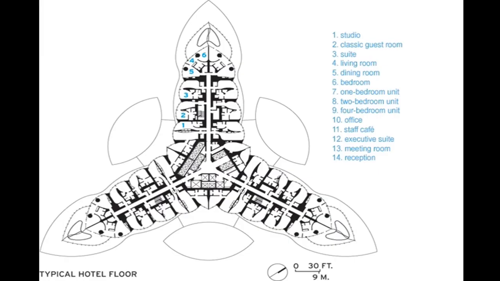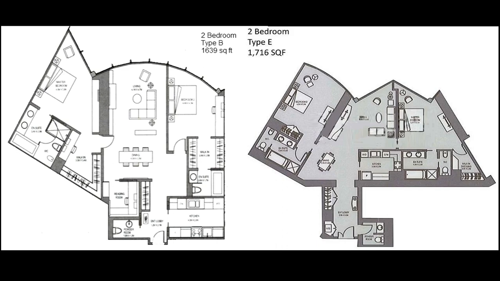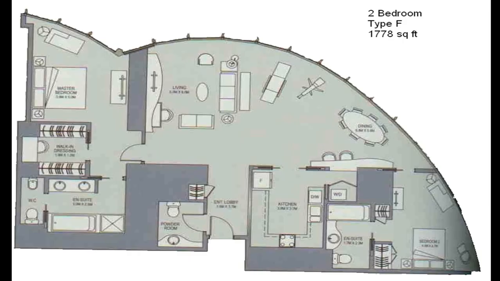And this shows you the hotel floor plan. So the hotel has 1 bedroom units, 2 bedroom units and 4 bedroom units along with the staff cafes and executive suites. And typical residential floors. So in the residential floors, they have 1 bedroom, 2 bedroom and 4 bedroom units. The layout showing the floor plans, 2 bedroom units and its different types.